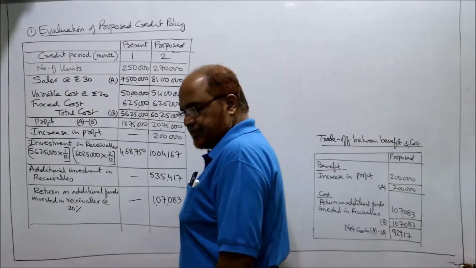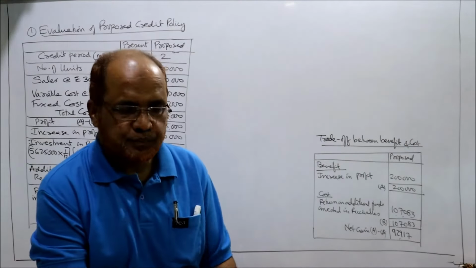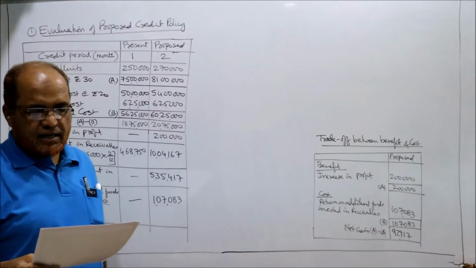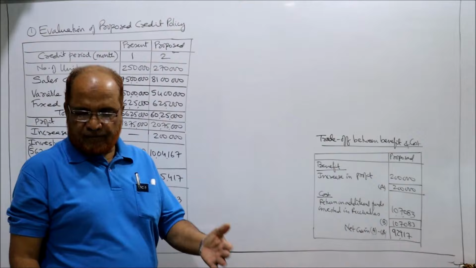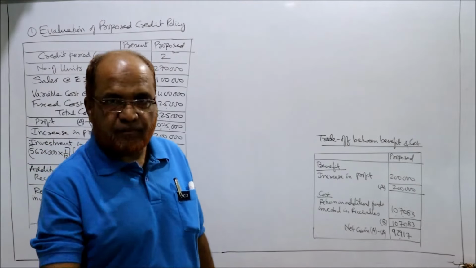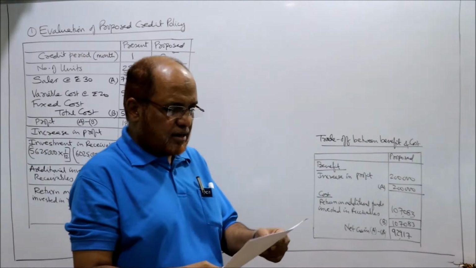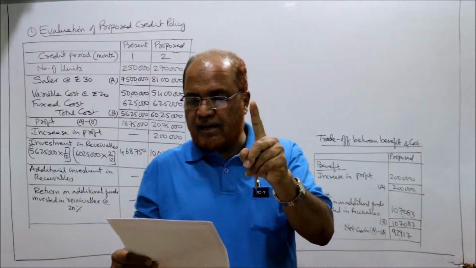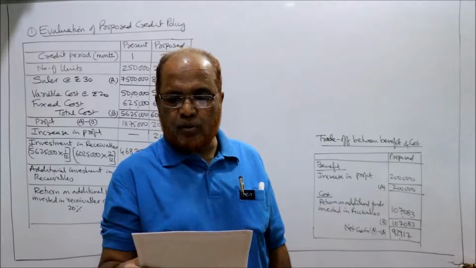See the second problem. Problem number 2. A firm is considering an increase in the credit period. जैसा पहले फर्स्ट प्रॉब्लम में क्रेडिट पीरियड इंक्रीज कर रहे थे, 1 मंथ से 2 मंथ, अभी भी इंक्रीज करना है। A firm is considering an increase in credit period. It currently sells 1 lakh units at rupees 10 per unit.